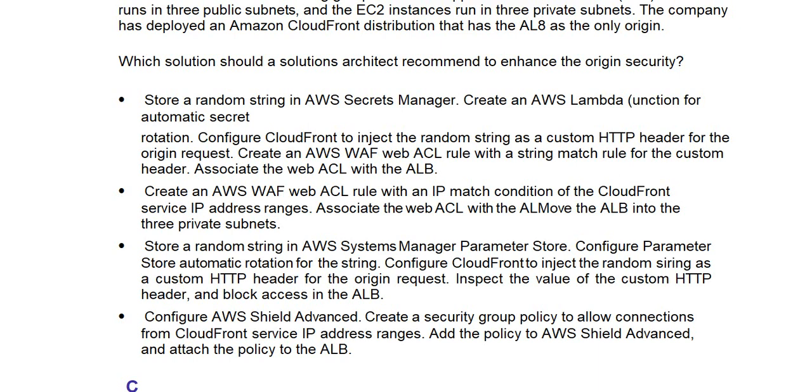Option D. Configure AWS Shield Advanced. Create a security group policy to allow connections from CloudFront service IP address ranges. Add the policy to AWS Shield Advanced and attach the policy to the ALB.